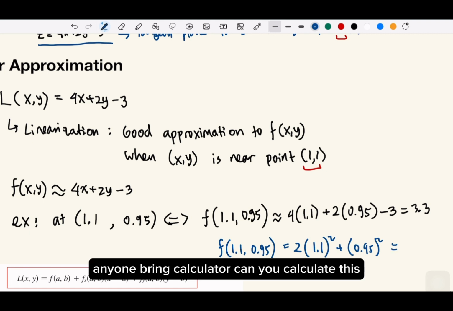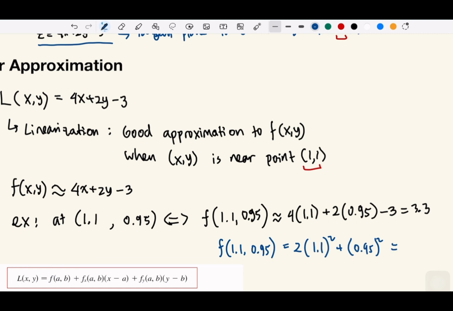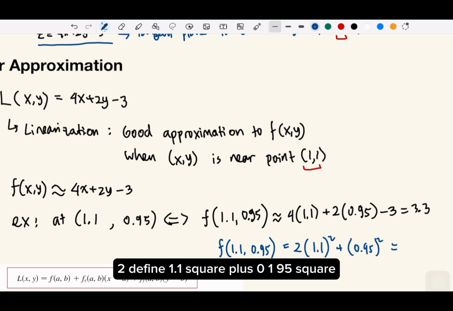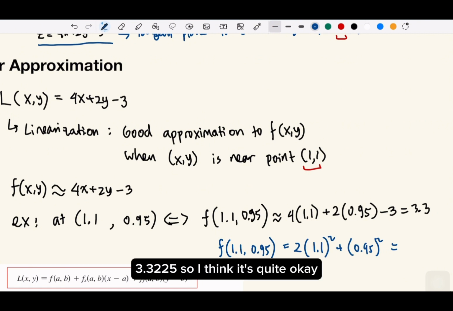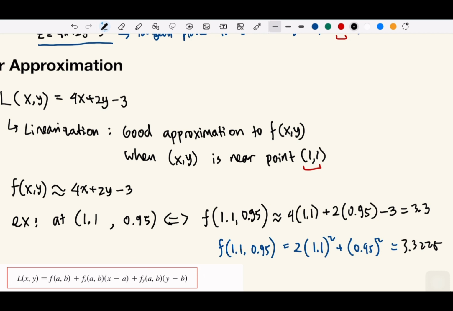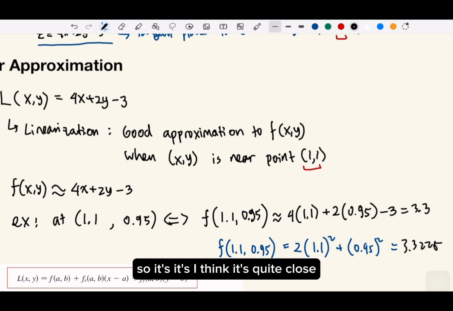Anyone bring a calculator? Can you calculate this? 2 multiplied by 1.1 squared plus 0.95 squared. 3.3225. So I think it's quite okay, right? The approximation is quite okay. 3.3225. Okay, I think it's quite close.